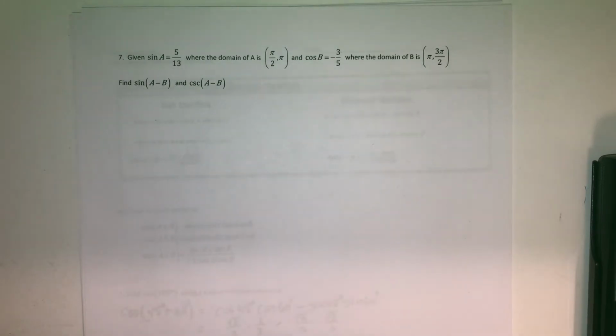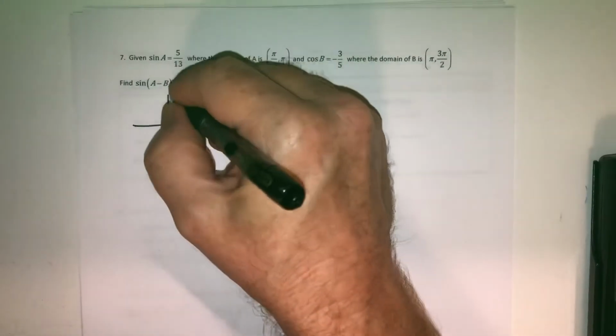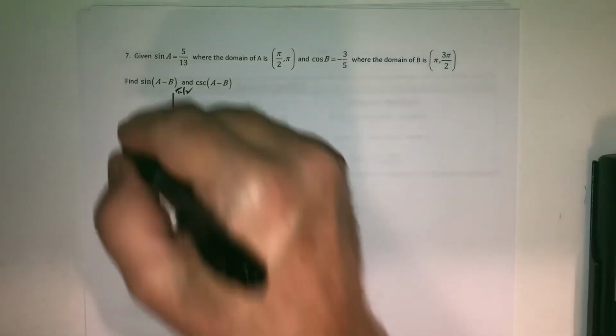Well, let's start first of all with angle A. I'm going to sketch angle A. They tell me it's between pi over 2, which is up here, and pi, which is over here.